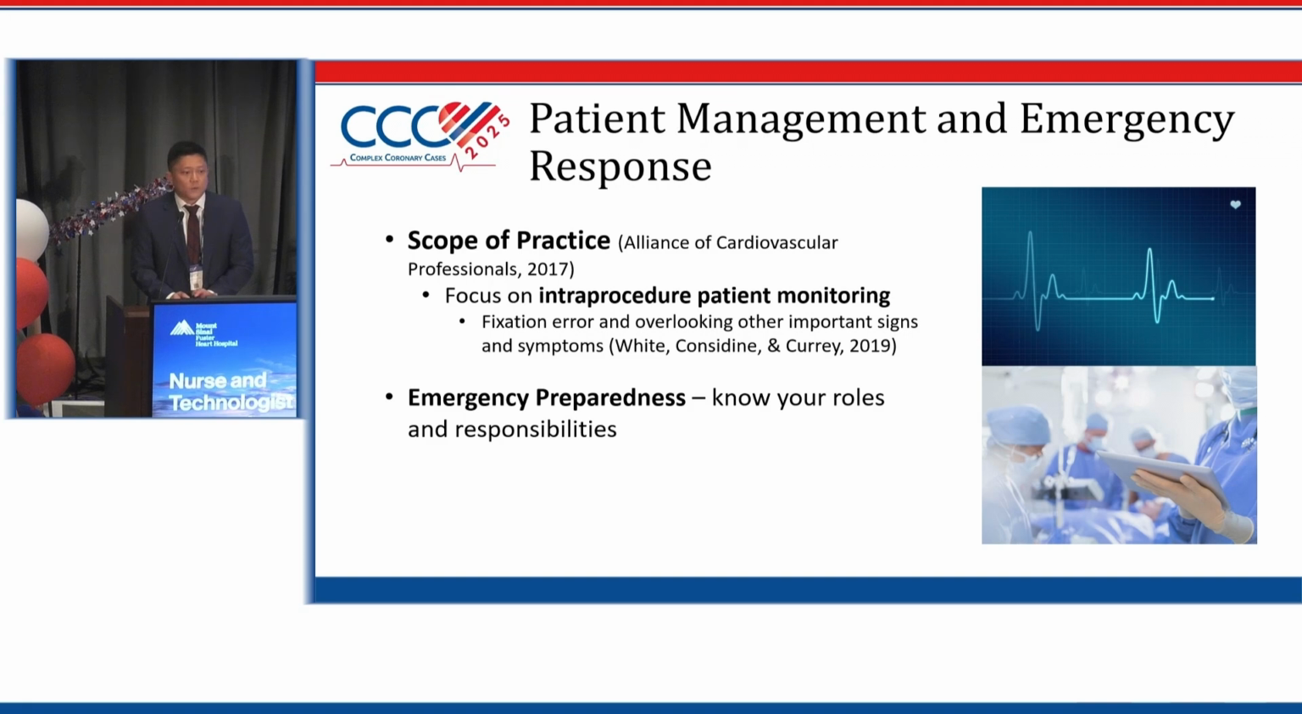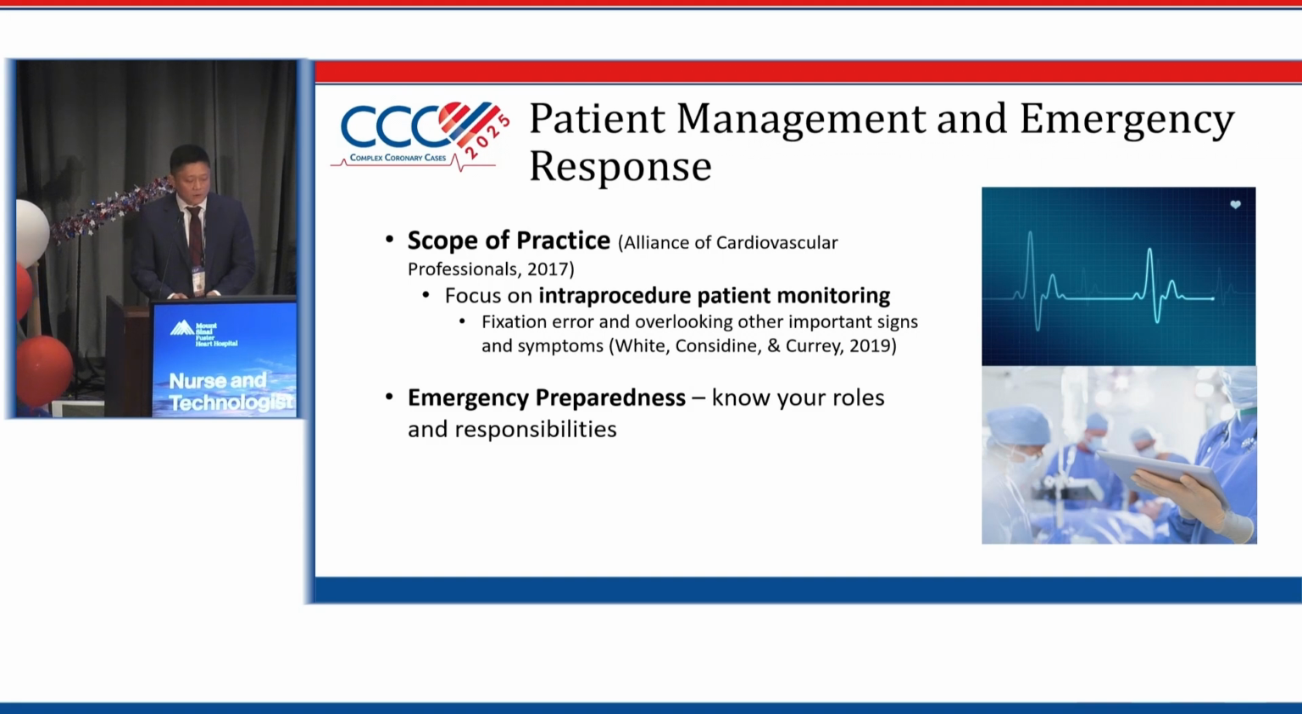A 2019 study by White et al. revealed that while many nurses correctly prioritize symptoms like chest pain, arrhythmias, or hypotension, a large portion of cath lab nurses overlook more subtle signs like tachypnea, decreased oxygen saturation, or decreased level of consciousness. So why does this matter? This matters in our practice because when we miss these subtle signs, we are prone to committing fixation errors, when we focus too narrowly and miss the bigger picture.